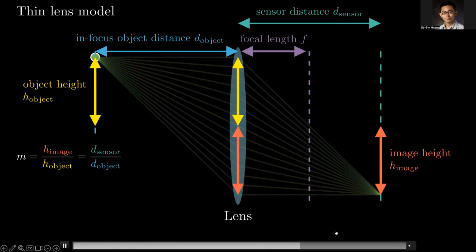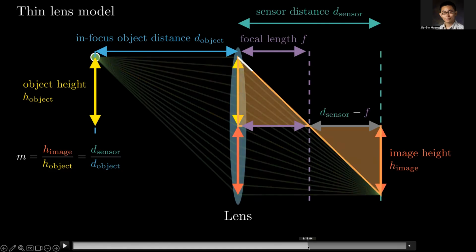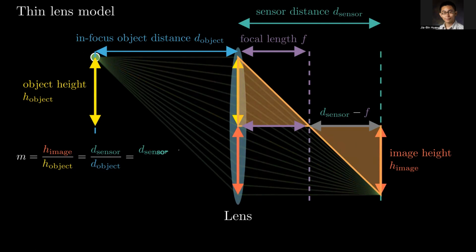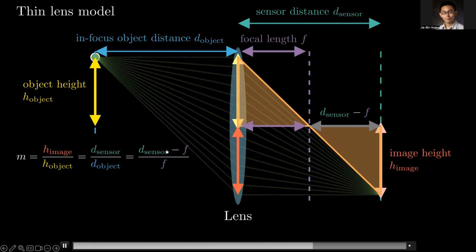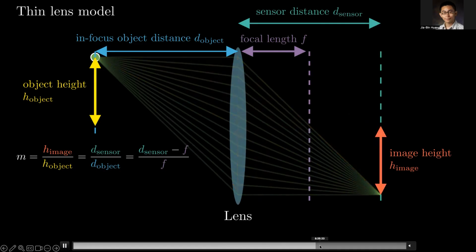You can also have this other relationship. You can find these other two triangles, and you can describe it in this way. All right, so let me see.